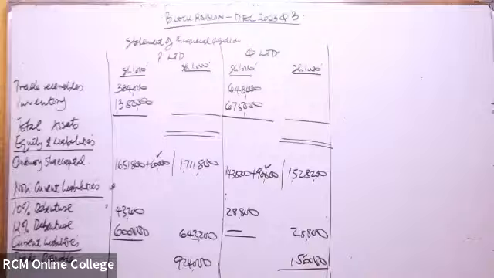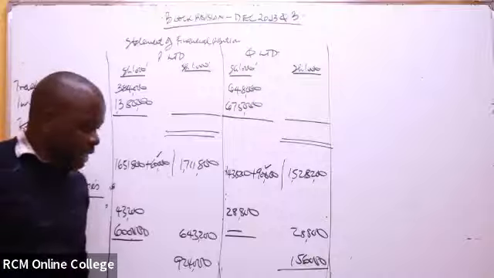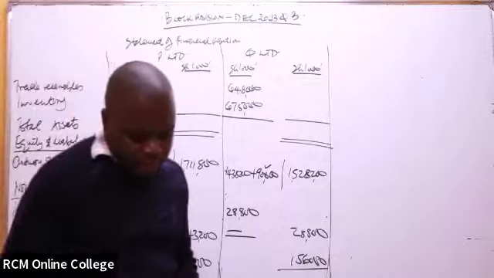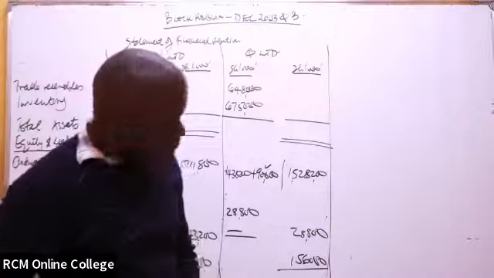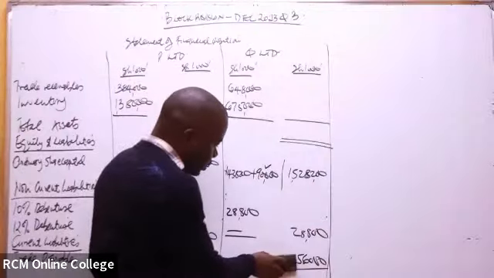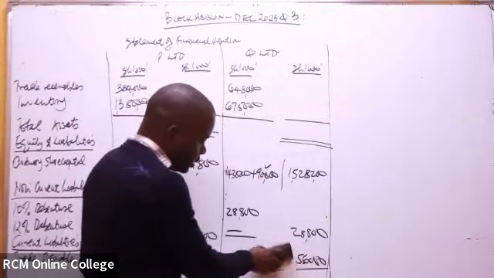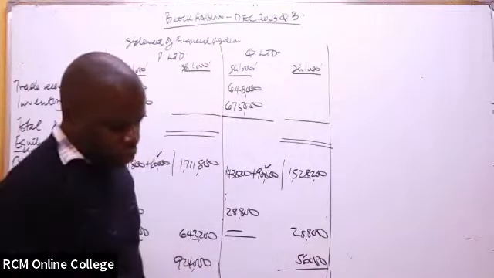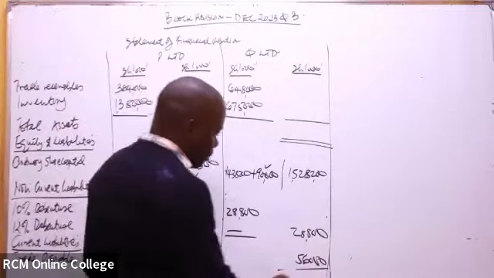So trade payables is how much? 156 or 56,000? 56,000. So you're saying 56,000. So 56, so now you can confirm.